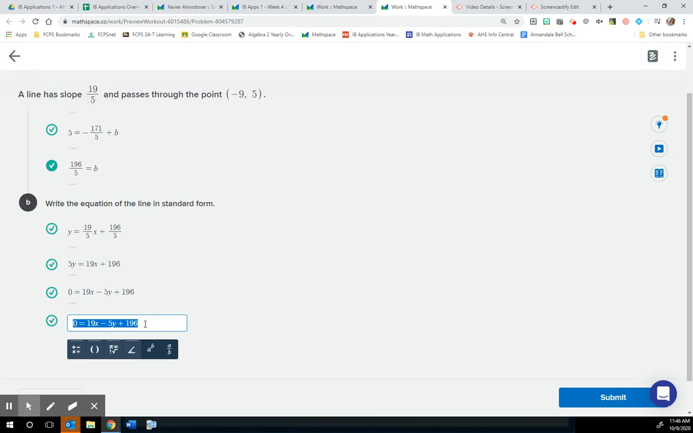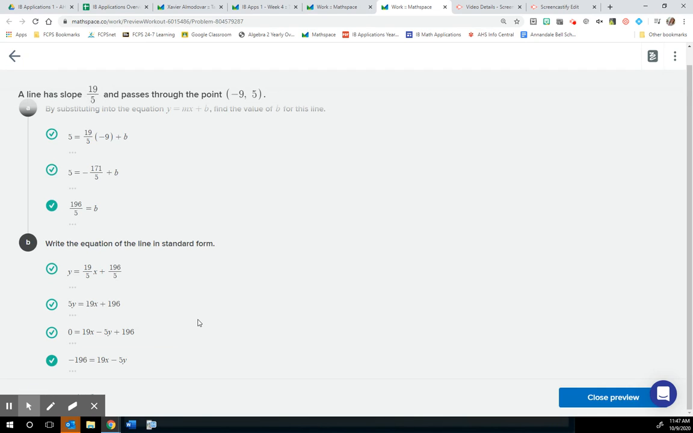Mathspace still says no. And that could be because sometimes standard form has a 0 by itself. Sometimes standard form has the constant by itself. So I'm going to try that. I'm going to take my constant and move it onto this side by itself, meaning I would have subtracted it. So I have negative 196 equaling 19x minus 5y, and that did it.